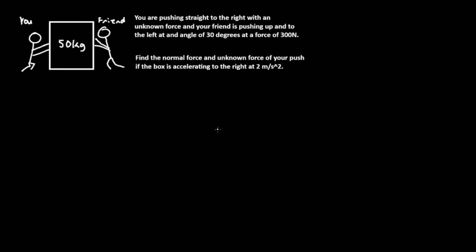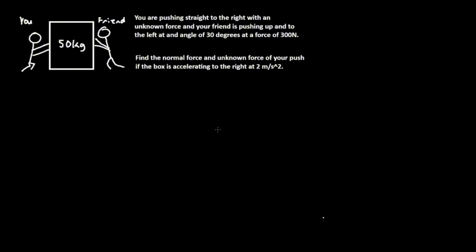For the second problem, you have a box that weighs 50 kilograms. And you have two people that are pushing on it at different angles. So you are on the left. So you are pushing straight to the right with an unknown force. And your friend is pushing up and to the left at an angle of 30 degrees at a force of 300 newtons. Now, if you were doing an exercise or a workout with your friend here, your friend would be pretty dumb to push upwards.